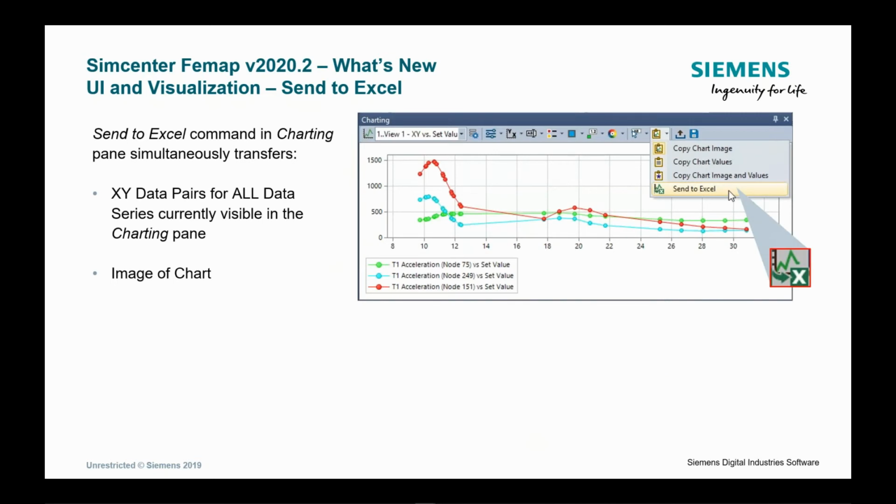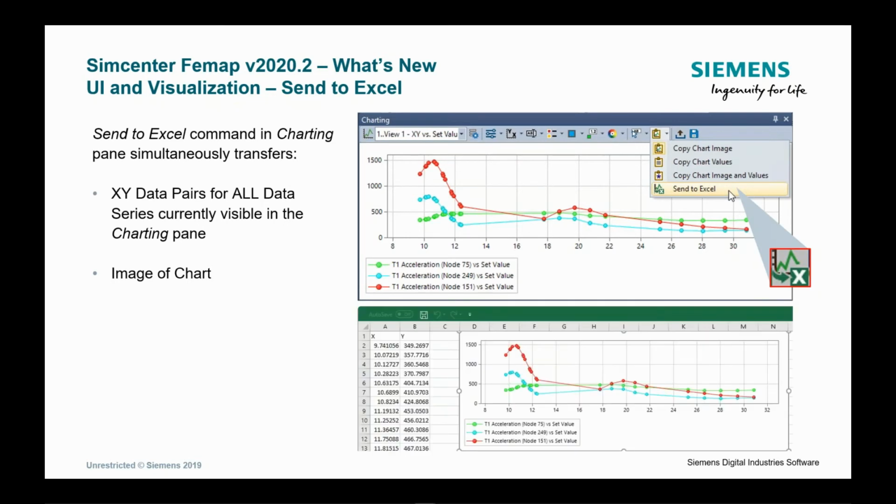Okay, in the same vein, if you do a lot of charting, now you can chart something in Femap and then send it to Excel, and it will keep the XY data pairs and also copy an image of your chart. So this is really useful if you're trying to export a ton of stuff for a report or something. You can send all your charts to Excel and then copy the picture that way, and you don't have to take a bunch of screenshots. Yeah, there's a picture of the data in Excel and then the picture of the chart.